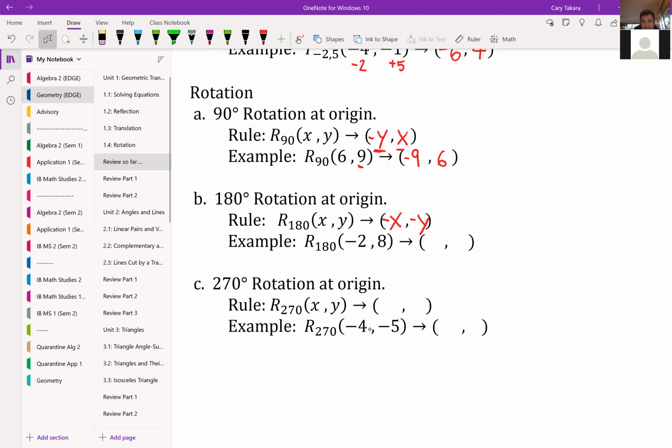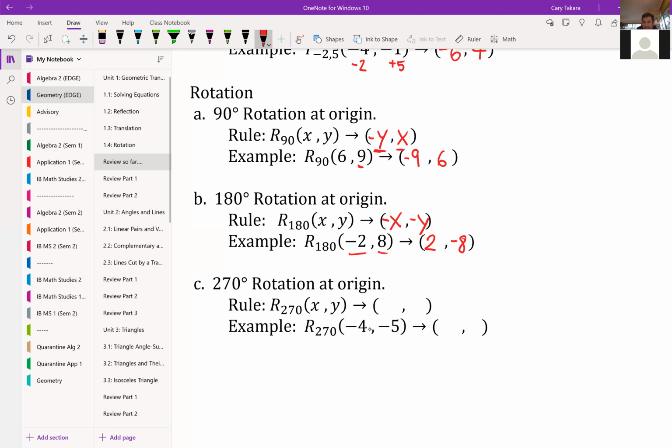Good thing I'm looking at my notes. So 180-degree rotation is just the opposite of x, opposite of y. Okay. So if you have -2 and 8, the new coordinate will be just the opposite signs. So it will be +2 and -8. That will be the 180-degree rotation. Is everybody okay?